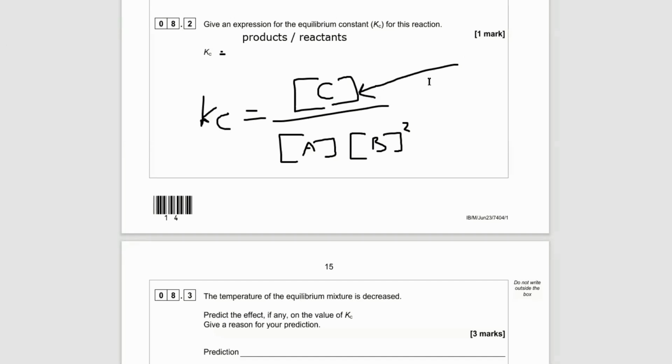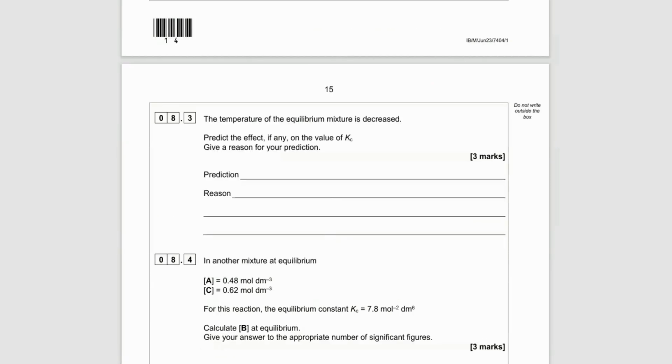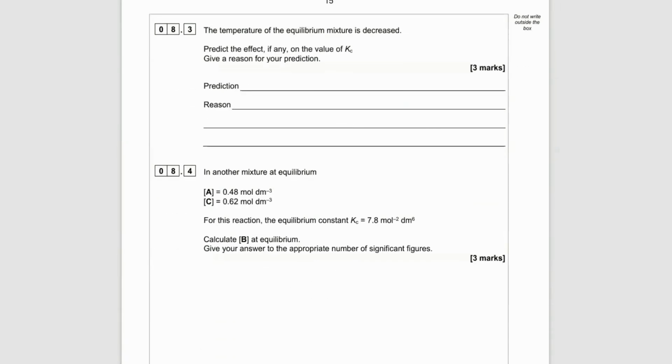Don't forget to put a little 2 outside the brackets for the B, because there were 2 moles in the ratio. Now, we use square brackets because that represents concentration. Don't use round brackets. If you round them, that will be pressure and you won't get the mark. Right, 8.3. The temperature of the equilibrium mixture is decreased. Predict the effect, if any, on the value of Kc and give a reason for your prediction.